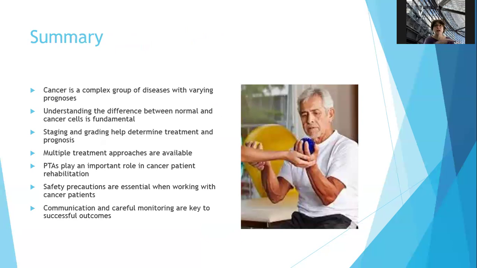So cancer is a complex group of diseases with varying prognoses. Understanding the difference between normal and cancer cells is fundamental to understanding cancer. Staging and grading, which we'll talk about in the next lecture, help determine the treatment and prognosis. There are lots of different treatment approaches to cancer, and we'll discuss some of them. We play an important role in cancer patient rehabilitation. Safety precautions are extremely important, and communication and careful monitoring are key to successful outcomes.